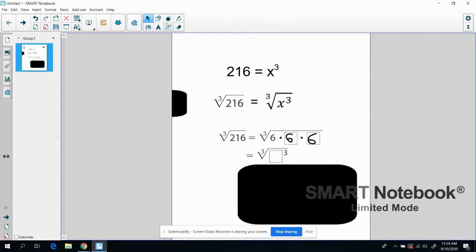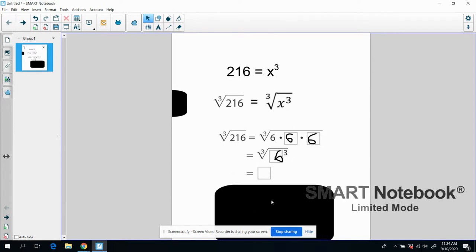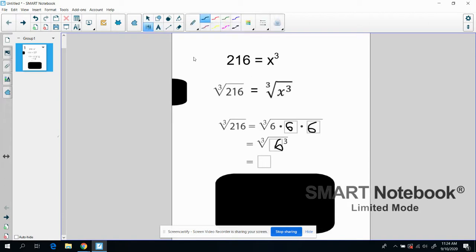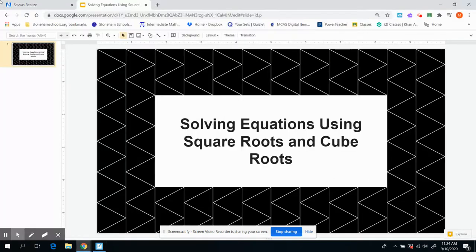So what that means is that 6 cubed, right, is equal to 216, and as I said, the cubed root cancels out that cube number, and so my x value here is just going to be 6. So we started with x cubed, we took the cubed root of both sides here, cubed root of 216 is 6, and that's my x value. Let's take a look at another problem here.